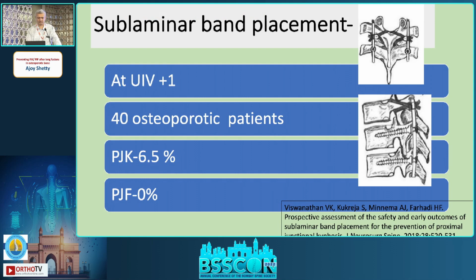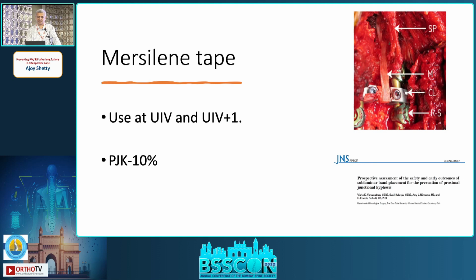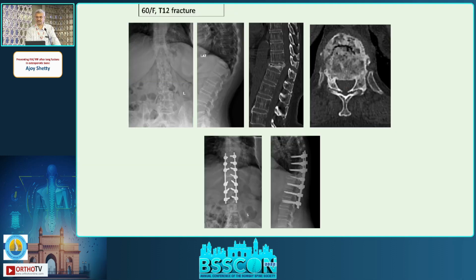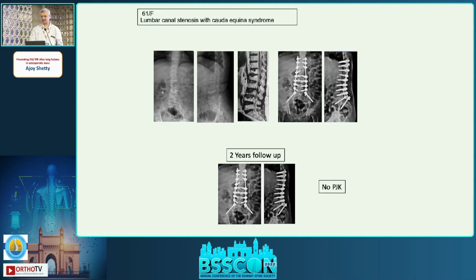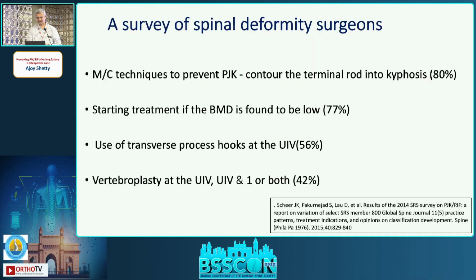Sublaminar bands, as shown by this article by Vibhu Vishwanathan, significantly bring down the incidence of PJK. And you can use polyethylene tethers, but they are relatively much more expensive. Usually if you use the UIV and UIV +1, the chance of complications becomes lesser. And basically, as mentioned by Gautam, you contour the rod significantly. Don't try to pull on it. You allow it to sit. You can have additional fixation. You can use hook constructs whenever necessary.